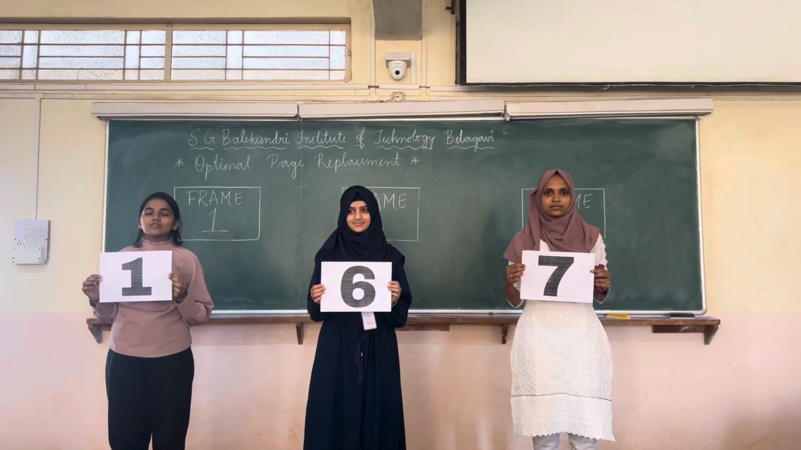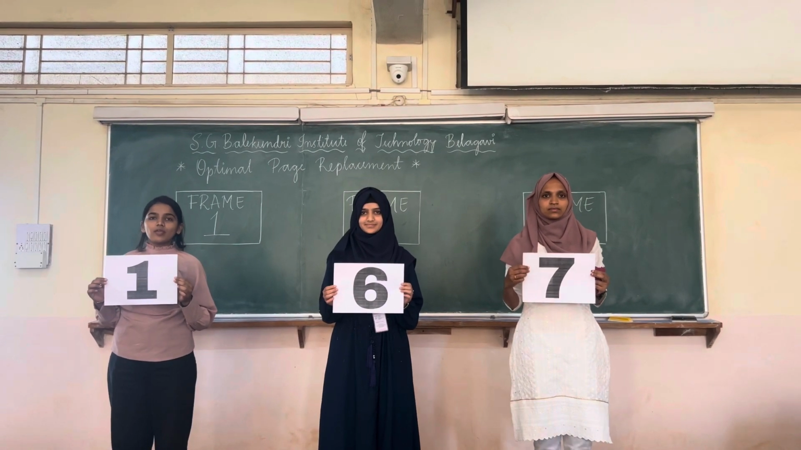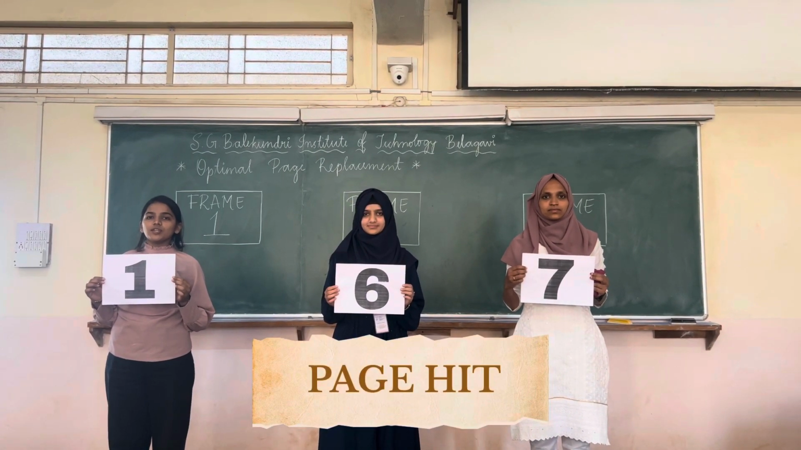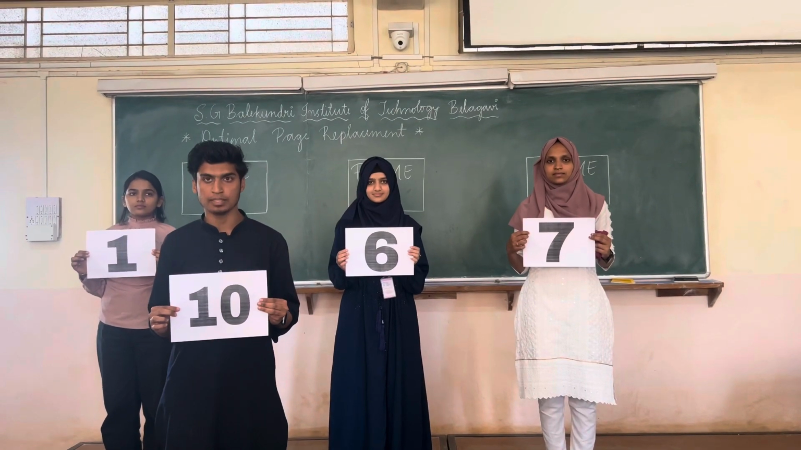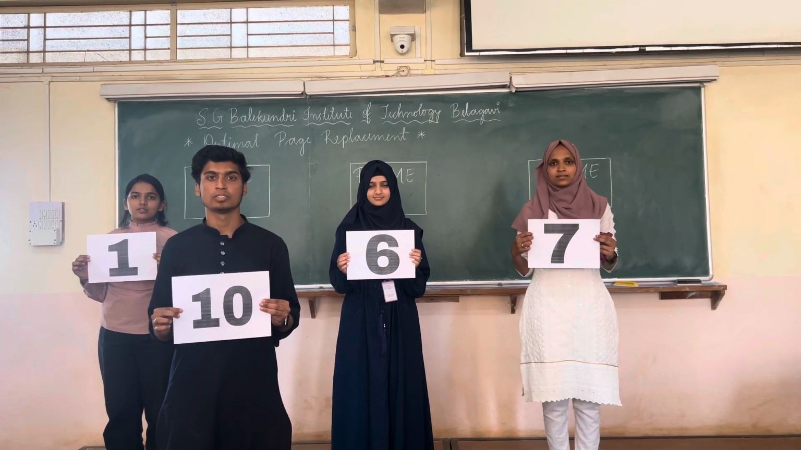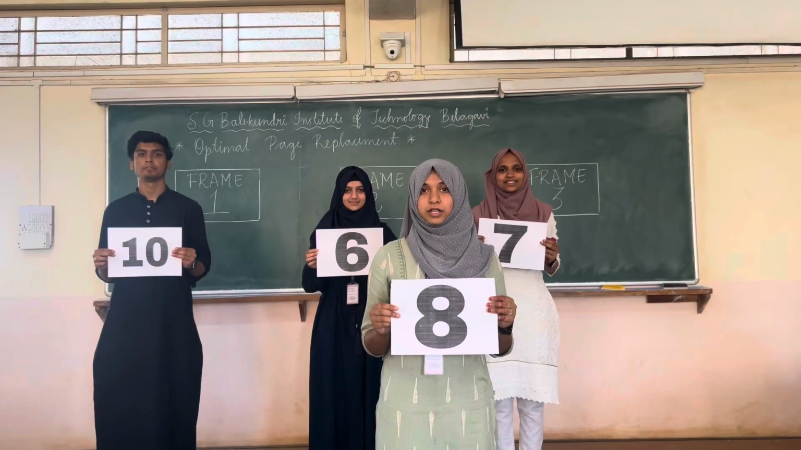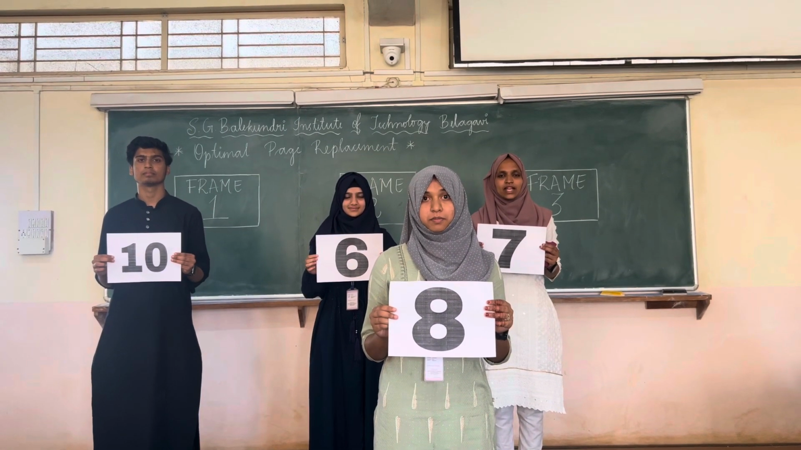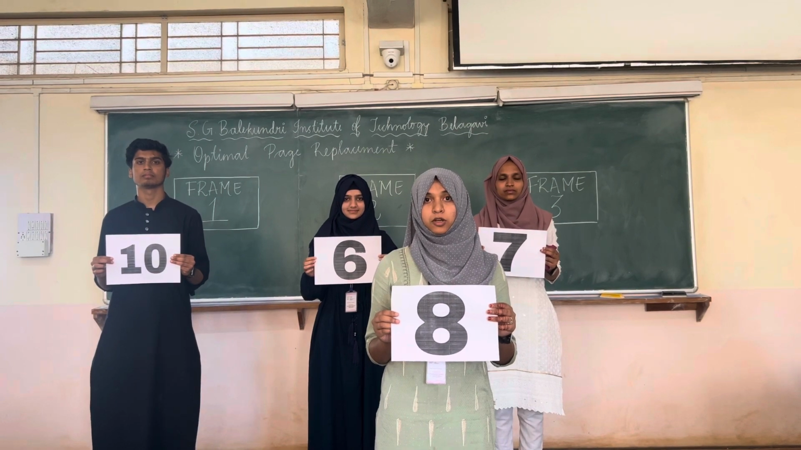So the next request is for page number 1. As I am already allocated in frame 1, it is called a page hit. The next request is for page number 10. As I am least used, I will be allocated in frame 1. The next request is for page number 8. As I am least used, I will be allocated in frame 3.